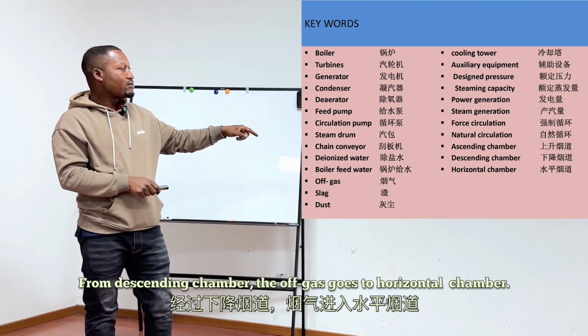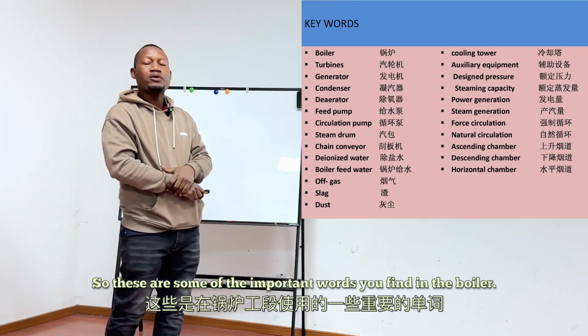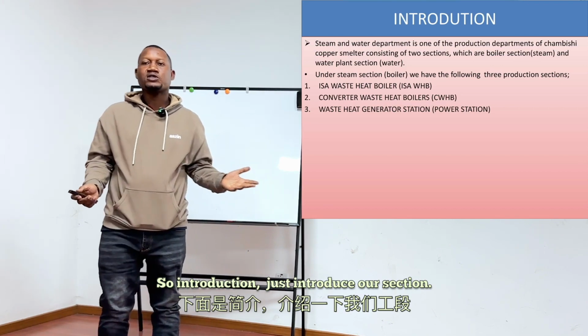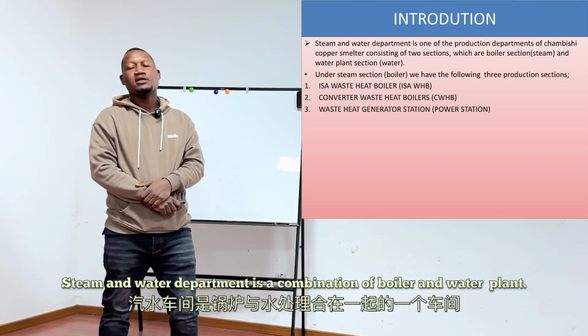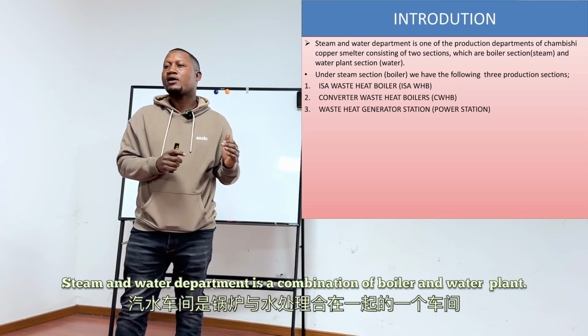From the descending chamber, the off gas goes to the horizontal chamber. So these are some of the important words you find in the boiler. So, introduction, just to introduce our section. Steam and water department is a combination of boiler and water plant.